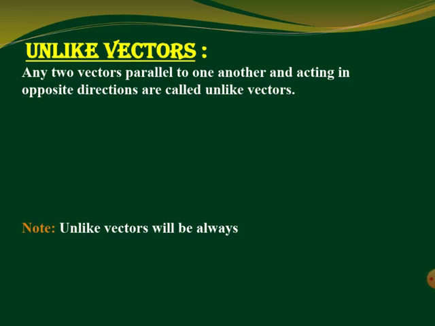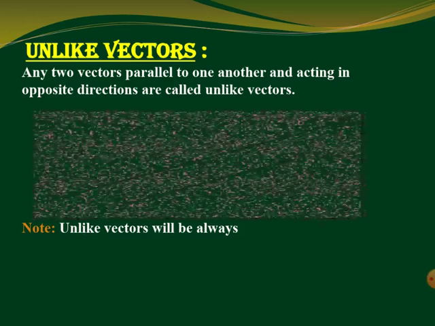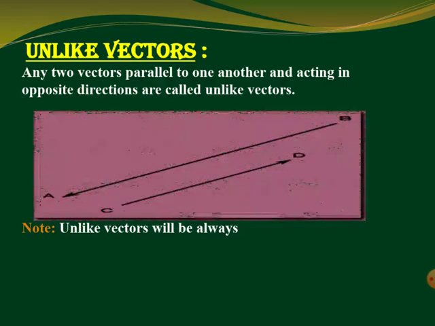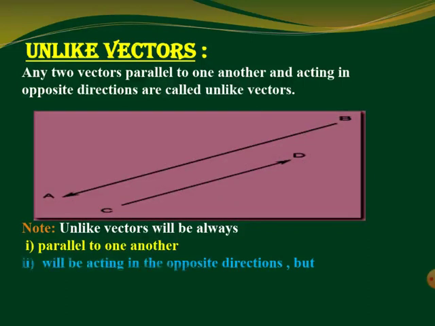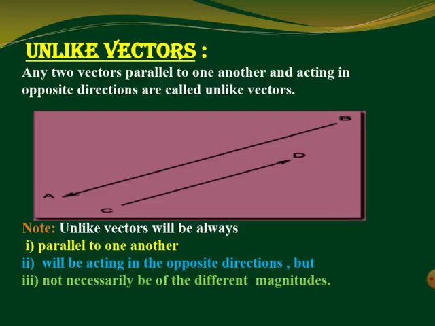Any two or more vectors that are parallel to one another and acting in opposite directions, that means anti-parallel, are known as what? Unlike vectors. In the case of these unlike vectors, they will be parallel, no doubt, but the direction will be opposite to each other, and they may be of same magnitude or different magnitude, irrespective of their magnitude. It is given here. Pause the video if you want to note it down.